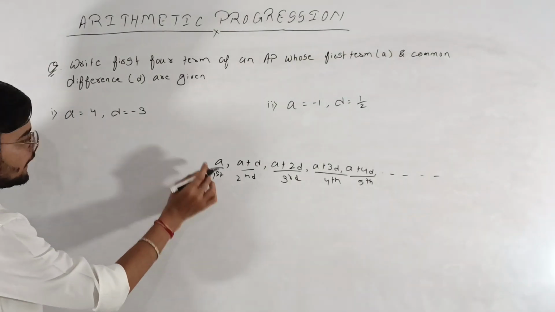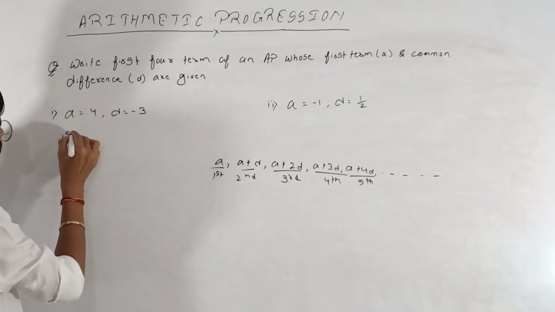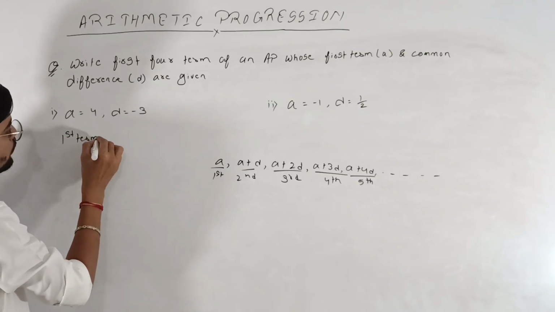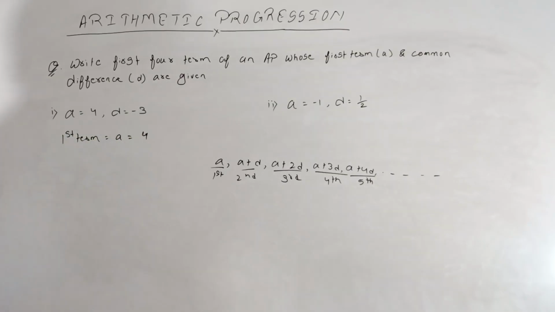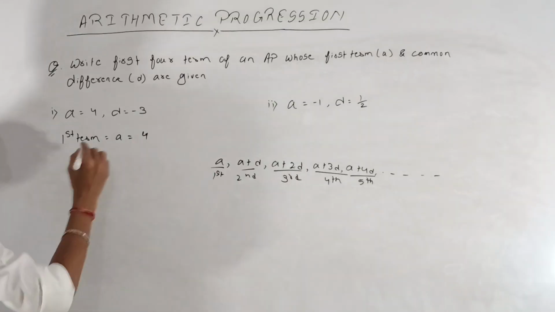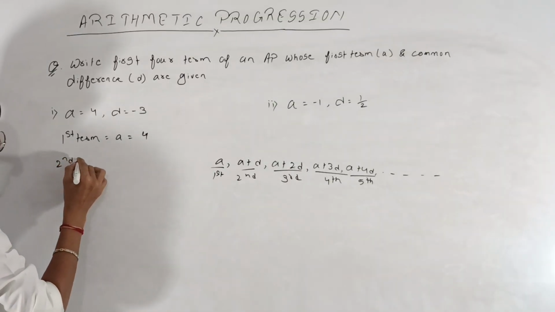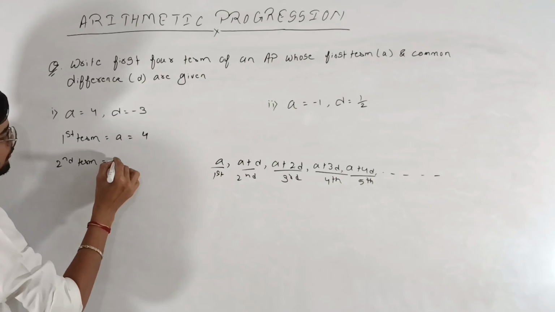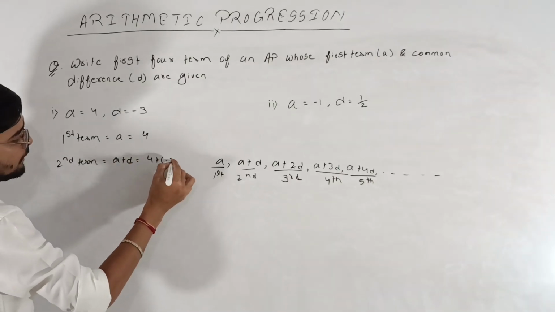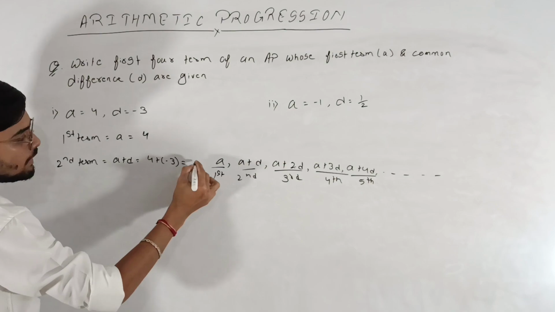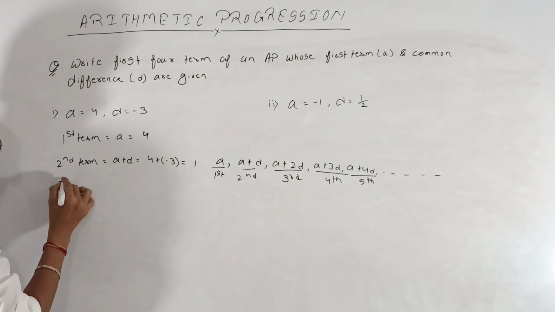The first term is a. So here the first term is equal to a, that is 4 is given. Okay, now the second term is a plus d. So the second term is equal to a plus d is equal to 4 plus minus 3, is equal to 4 minus 3, that is 1.